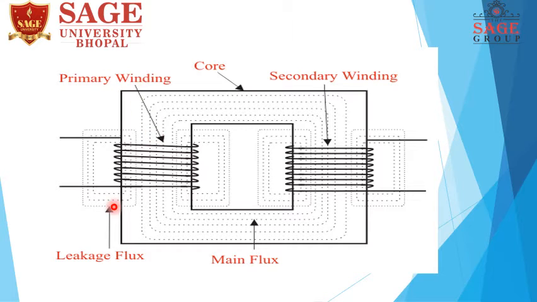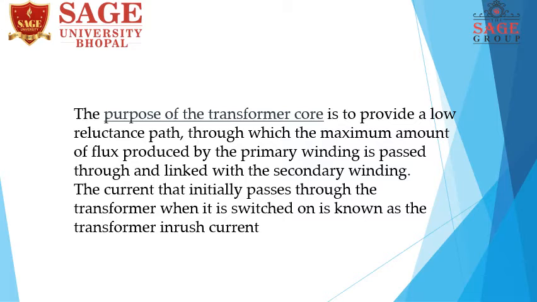This is the primary winding, leakage flux, core, secondary winding, and main flux. This is the core section, in which the flux flows, and this flux is mutually linked with the primary winding as well as the secondary winding. So this is the whole process known as the ideal transformer.